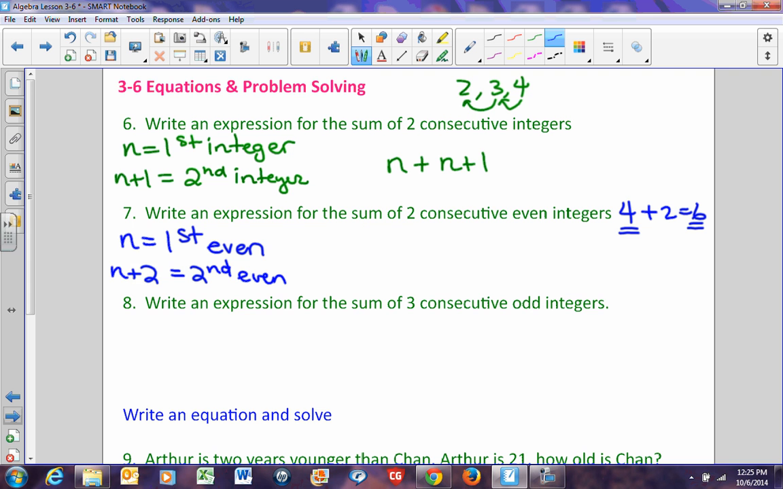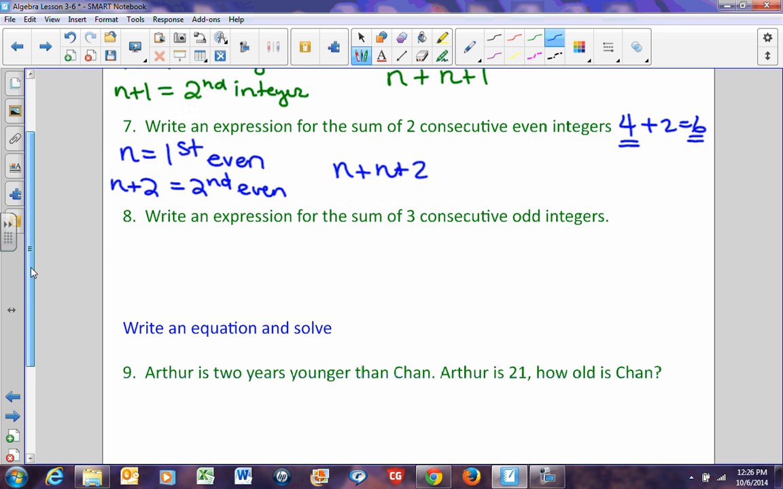And the sum of them would be n plus n plus 2. Let's look at number 8. Write an expression for the sum of 3 consecutive odd integers.